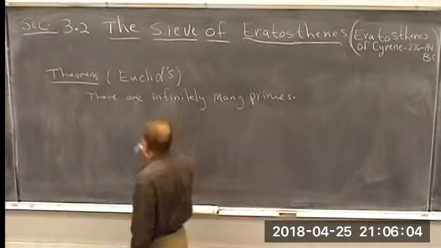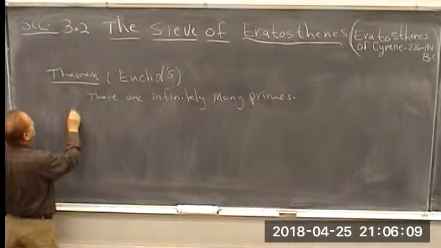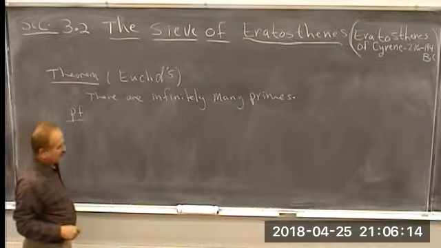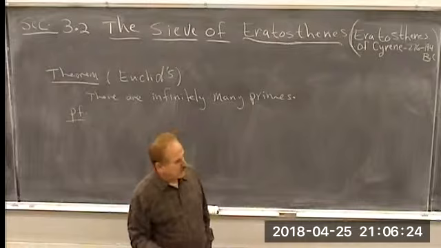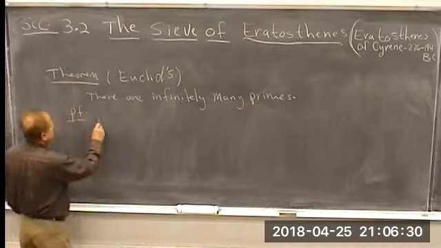And the first proof we're going to give is Euclid's proof. It is one of the nicest proofs that there are infinitely many primes. There are many, many proofs given to this theorem, and I'm going to be presenting a couple of these. All right? The proof is by contradiction.